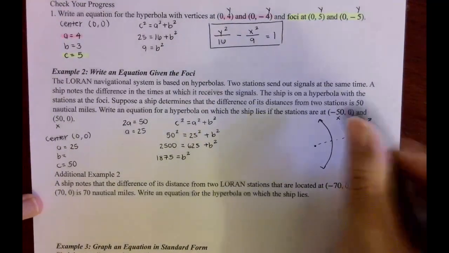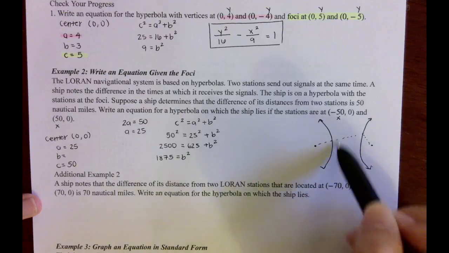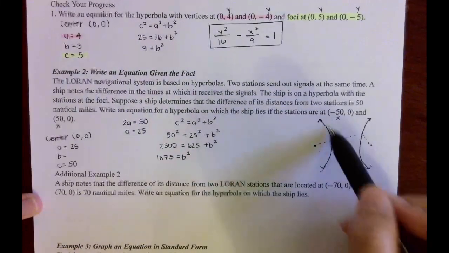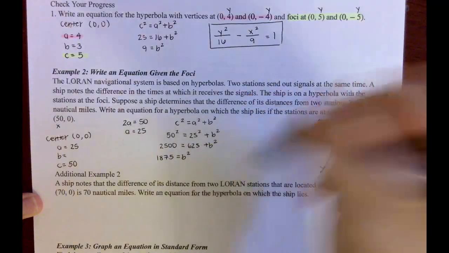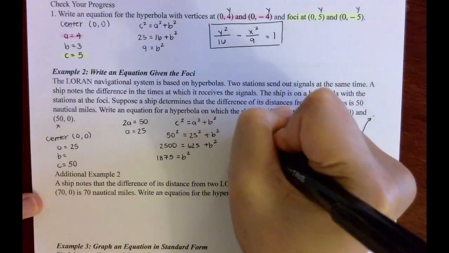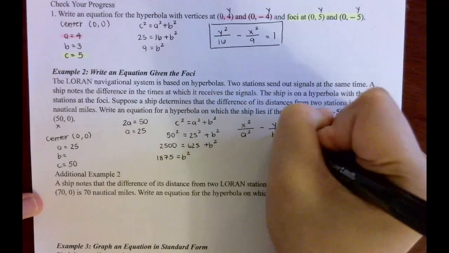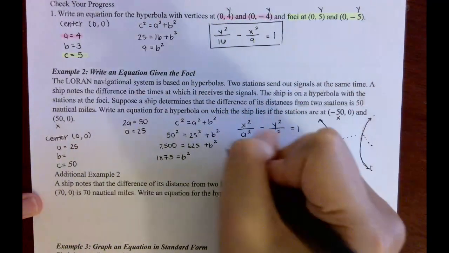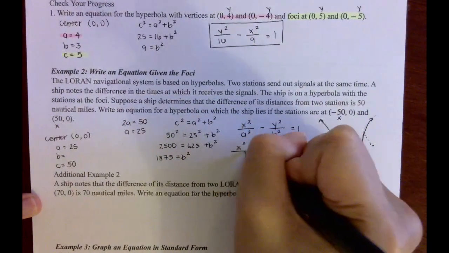And then again, because the foci are here, it changed to x. It tells me that this is a horizontal hyperbola, which means that unlike the other ones we did, it will be x squared first. It will be x squared over a squared minus y squared over b squared equals 1. So center's at 0, 0, so that's why it's going to stay as x squared and y squared.